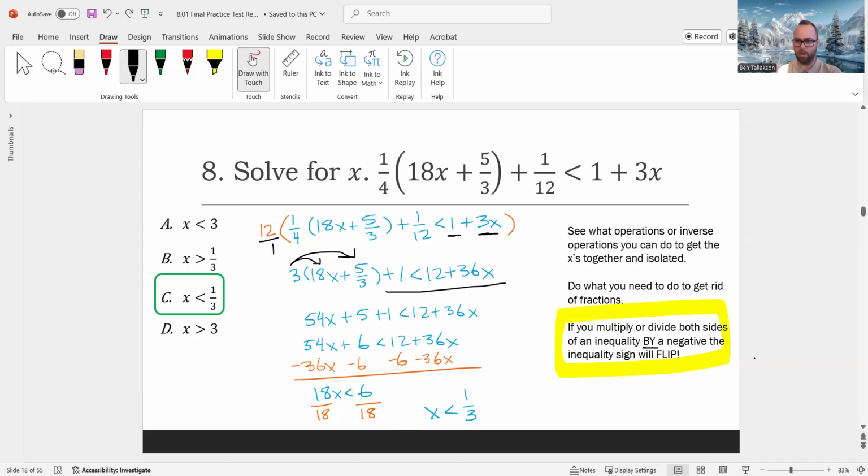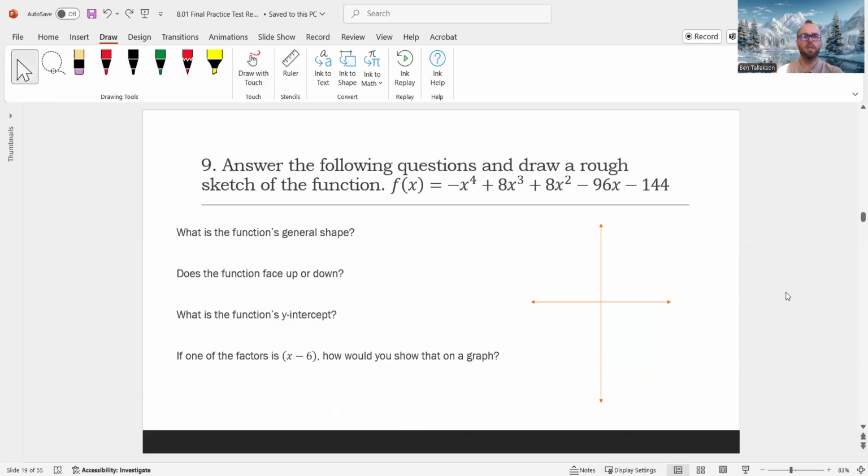Three down, 2 to go. You got this. Let's do it. If my mouse will scroll, there we go. Answer the following questions and draw a rough sketch of the function. Lots of terms here. 1, 2, 3, 4, 5 terms. You've learned how to do this.